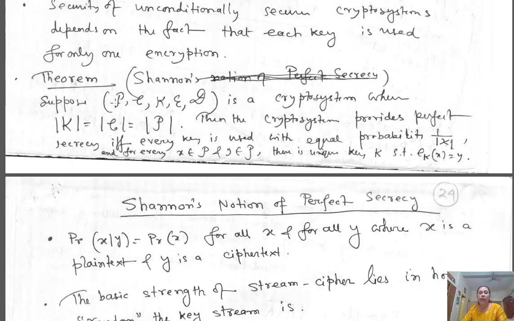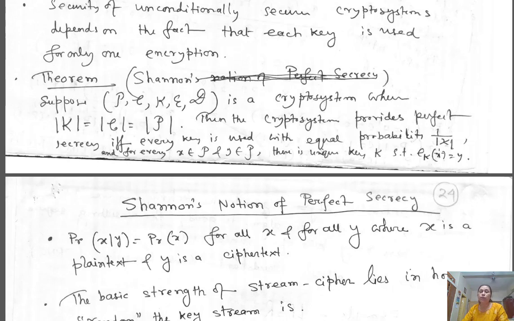So it says if you have a crypto system having this feature, then this crypto system will provide perfect secrecy provided every key is used with equal probability. That means probability of using a key is 1 by mod of k. And also each key is used only once. This is one time pad. Each key is used only once. That means for every pair of plain text and ciphertext, there exists a unique key such that y is the encryption of x under this key. Okay, this can be proved.